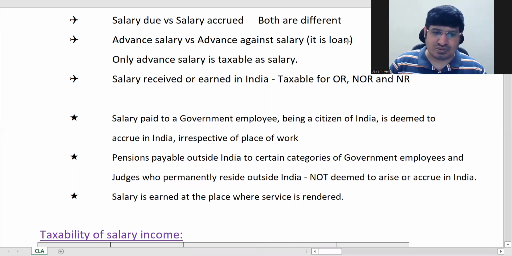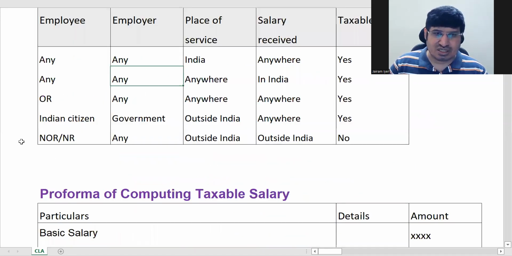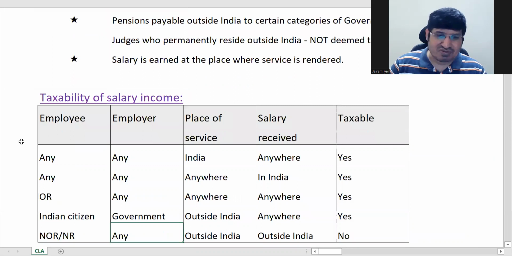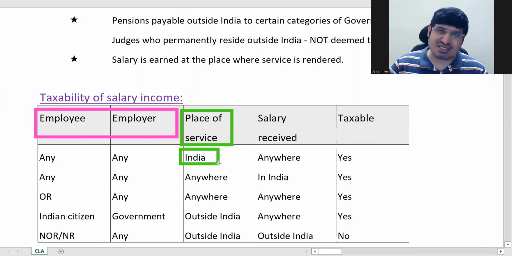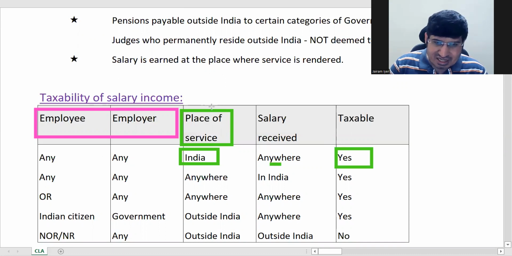Now next is taxability of salary income. See, the only thing you have to see, this is also based on your incidence of tax table. Okay, what you have to first see is who is the employer, who is the employee. So here, first thing is, if your place of service is in India, then it is accrued in India, correct? So it is taxable for everyone. Okay, taxable for everyone. Wherever he receives salary, not a problem. So here in this line, the key thing is place of service is in India. Close your eyes, it is taxable for all.